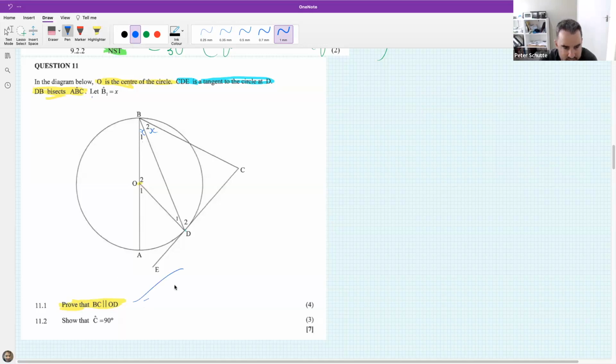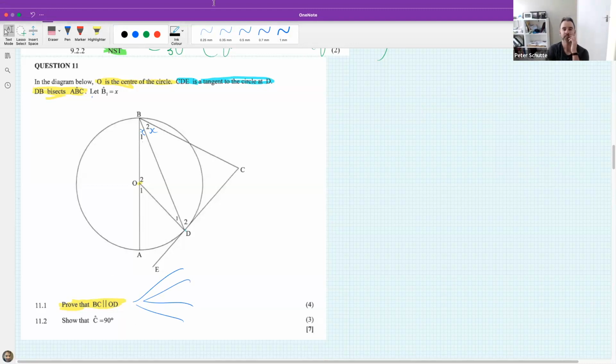What are some ways that we can prove two lines are parallel? What are we going to try and do if we need to prove two lines are parallel? What ideas do you have? Any ideas? How would you prove lines are parallel?